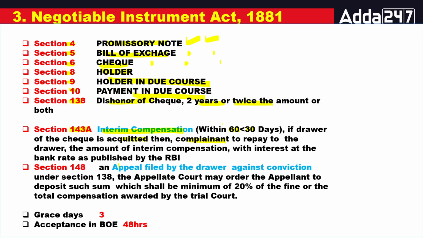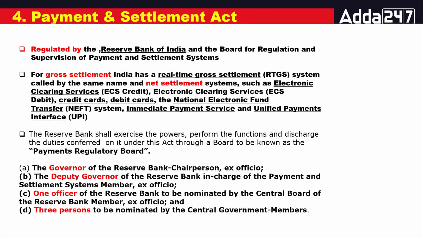Okay. Section 138, appeal filed by the drawer against conviction. So again, if he wants to file the appeal, he has to pay 20%. Grace days 3, and acceptance of bill of exchange is 48 hours. Payment and settlement is regulated by the Reserve Bank of India and the Board for Regulation and Supervision of Payment and Settlement Systems. For gross settlement, RTGS; net settlement, EST credit, ECS debit, NEFT, UPI, etc.